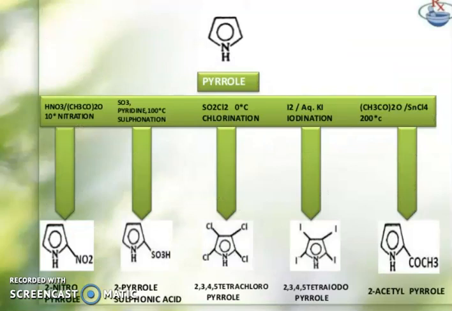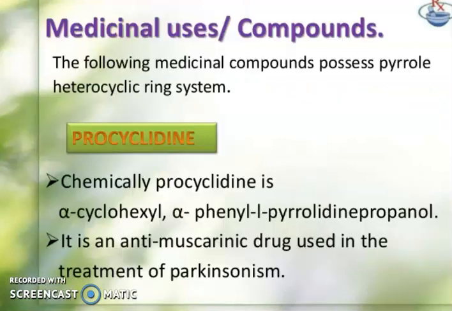Pyrrole undergoes sulfonation with sulfuric acid to give pyrrole sulfonic acid, and reaction with sulfuryl chloride gives chlorination, 2,3,4,5-tetrachloropyrrole, and iodination with potassium iodide gives 2,3,4,5-tetraiodopyrrole. In the acylation reaction, in the presence of tin tetrachloride at 200 degrees Celsius, it gives acetylpyrroles. So friends, medicinal uses: the following medicinal compounds contain the pyrrole heterocyclic ring system.